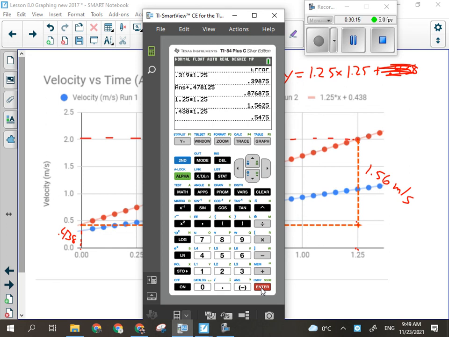And I'm going to add that to the displacement I get for the other part, which will be the base, 1.25, times the height, 1.56, divided by 2. So there's the area of the triangle. So now when I add that to that number, there's my total displacement.